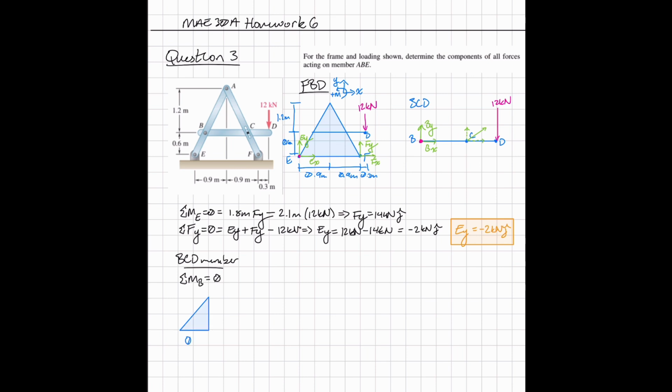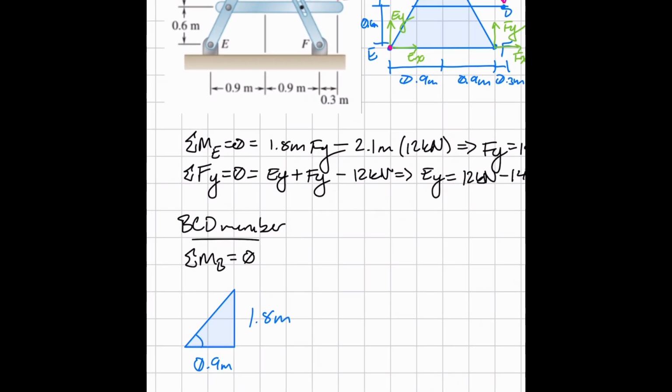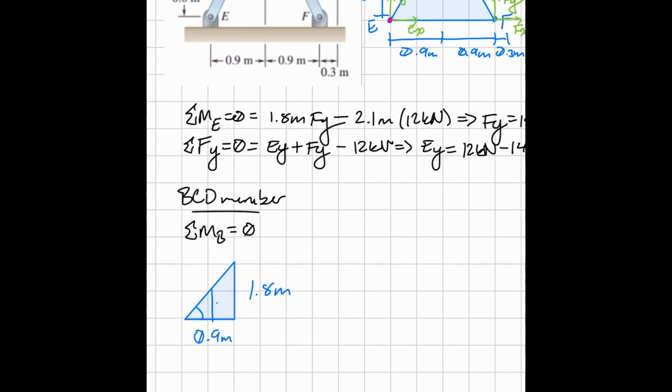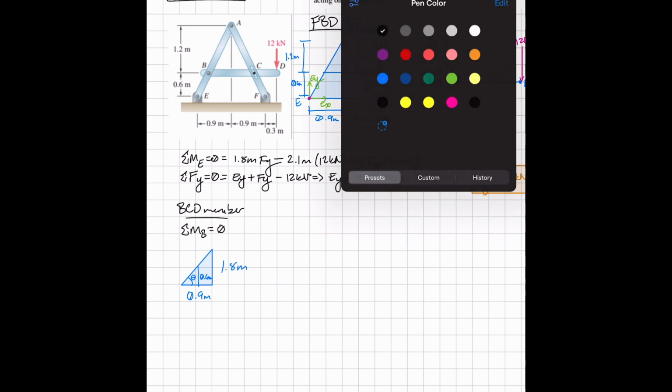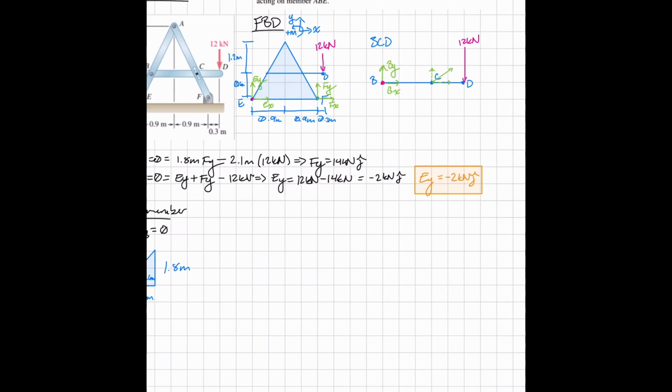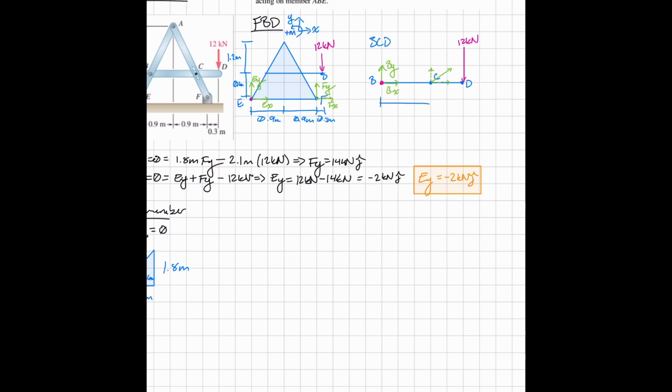So we have this triangle, 0.9 meters and then 0.6 meters. Or no, my mistake, 1.8 meters, which is the addition of these. And then we can use that to find this angle, and then use similar triangles to find the distance up to B, just by shrinking it down, basically. And so from here, we can find the distances on the BCD beam, and we get that from B to C is 1.2 meters, and from C to D is 0.6 meters.